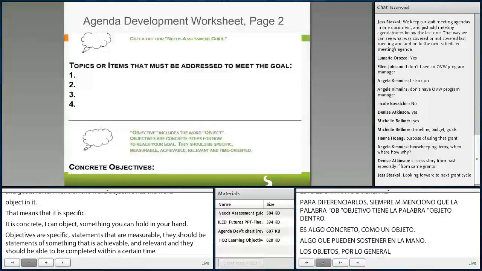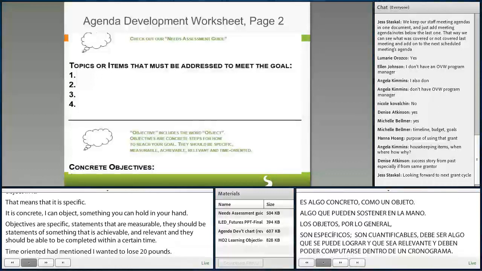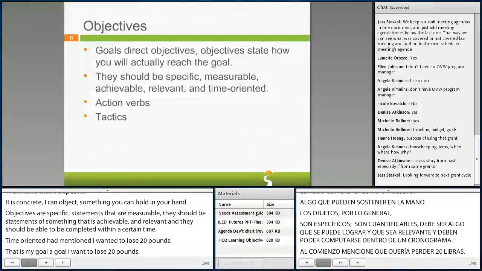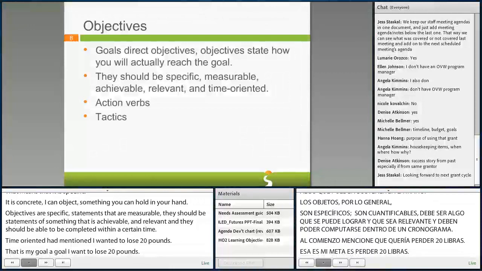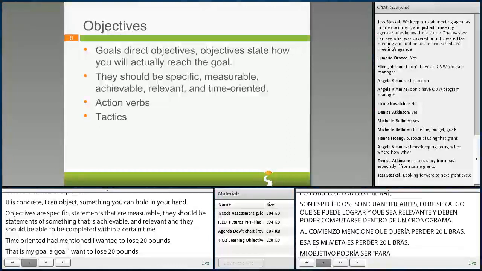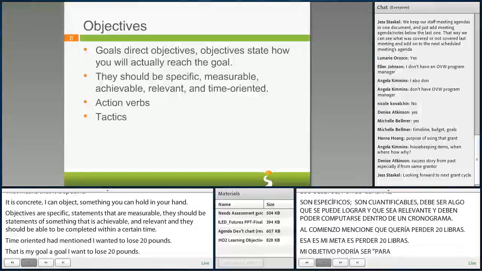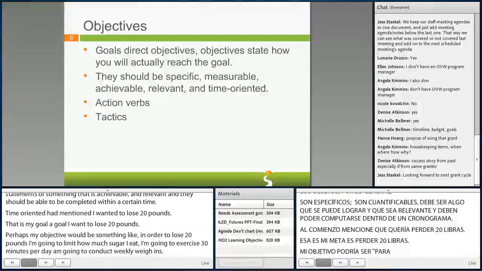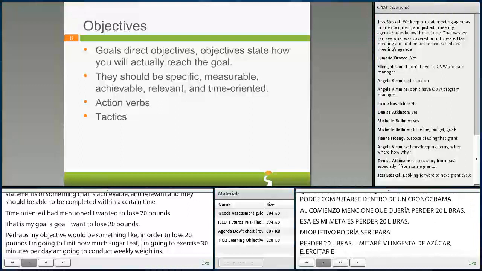So as a goal of wanting to lose 20 pounds, perhaps my objective would be something like, so in order to lose 20 pounds, I am going to limit how much sugar I eat. I'm going to exercise 30 minutes a day, and I'm going to conduct weekly weigh-ins. As you can see, those are tactics that I'm going to use in order to achieve my goal.